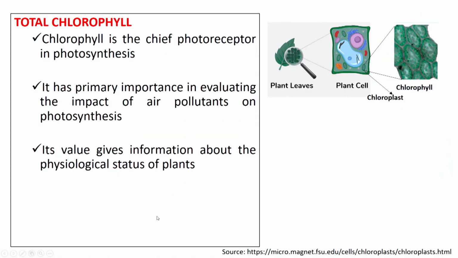Then, total chlorophyll in the plant leaves. You see we have different kinds of plant cells, and within the plant cells you have chlorophyll and chloroplasts. If you are interested, you should read the basic physiology of plants or leaves. Chlorophyll is the chief photoreceptor in photosynthesis. So, what is that actually? Photoreceptor means it receives the photons produced by solar radiation.